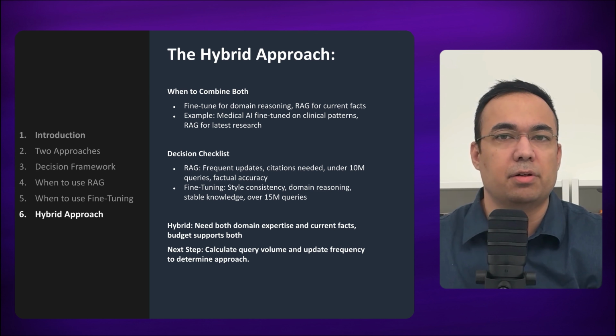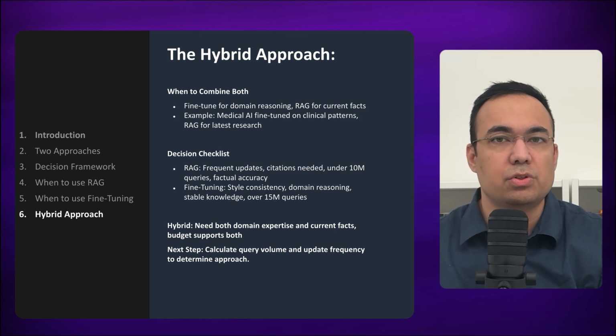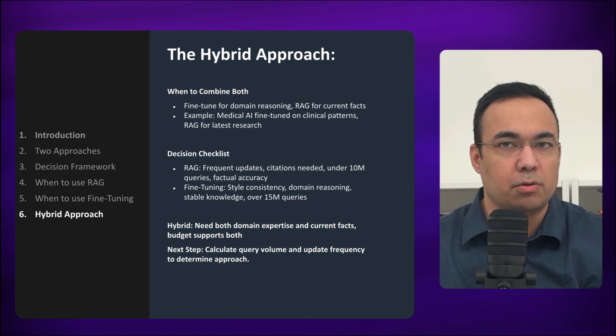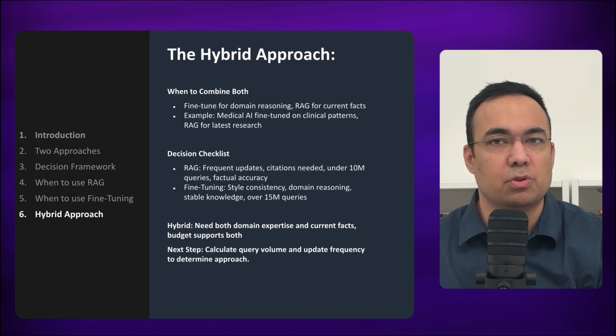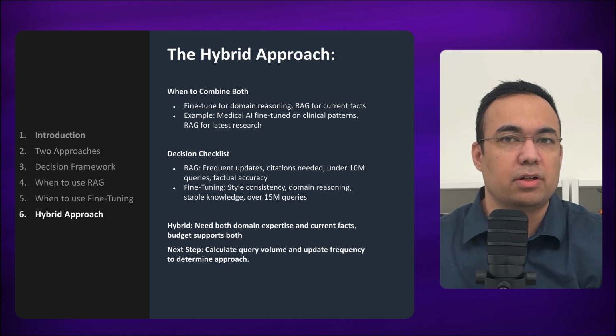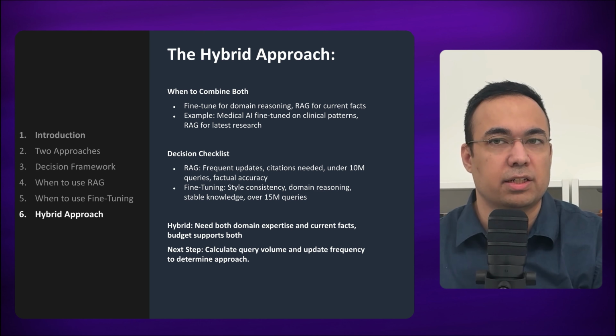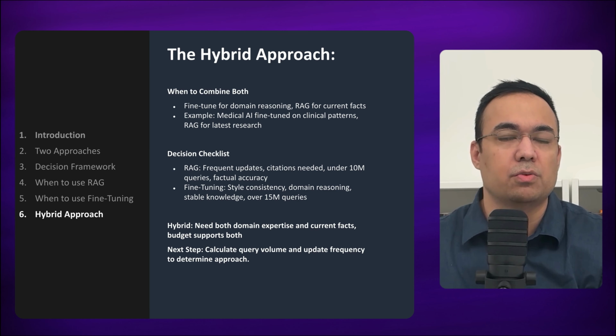You should choose the hybrid approach when you need both domain expertise and current facts, so your use case generally requires both capabilities and your cost structure supports both the training investment and the ongoing retrieval costs. Your next step should be calculating your expected query volume over the next year and determining how often your knowledge actually changes. These two numbers will guide you toward the right choice.